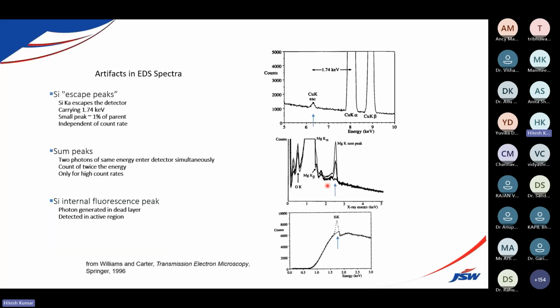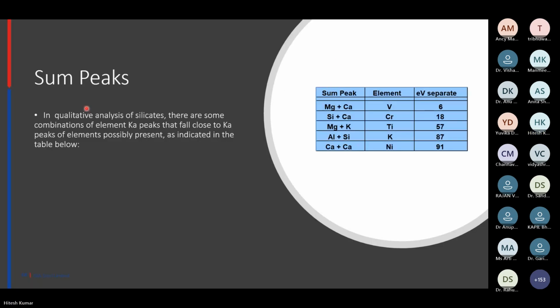These are some examples of when you are getting wrong information from your EDS detector. These should be taken care of while you are capturing it. You need to watch for fluorescence peaks, such as internal fluorescence, photons generated in the dead layer and detected in the active region. Those things should be taken care of when you are collecting your data from your EDS.